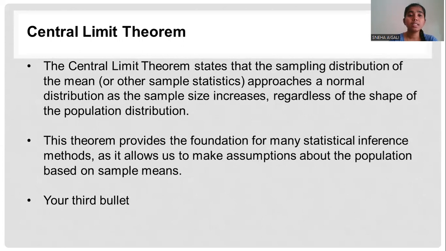Next up is the central limit theorem. So what does the central limit theorem state? The central limit theorem states that the sampling distribution of the mean or the sample statistics approaches a normal distribution as the sample size increases, regardless of the shape of the population distribution. This theorem provides the foundation for many statistical inference methods, as it allows us to make assumptions about the population based on sample means.